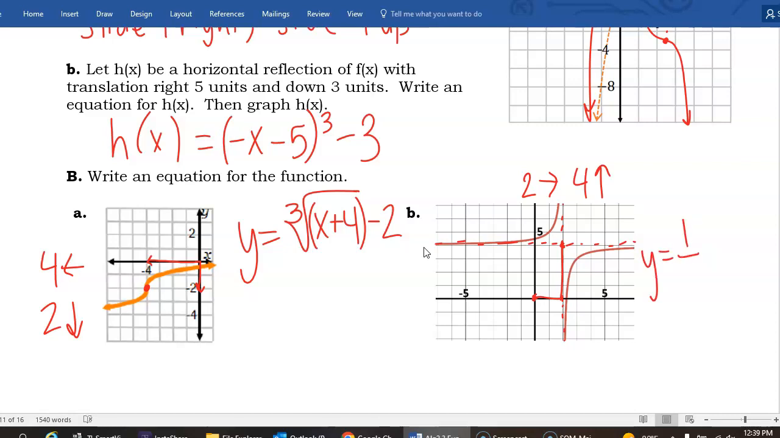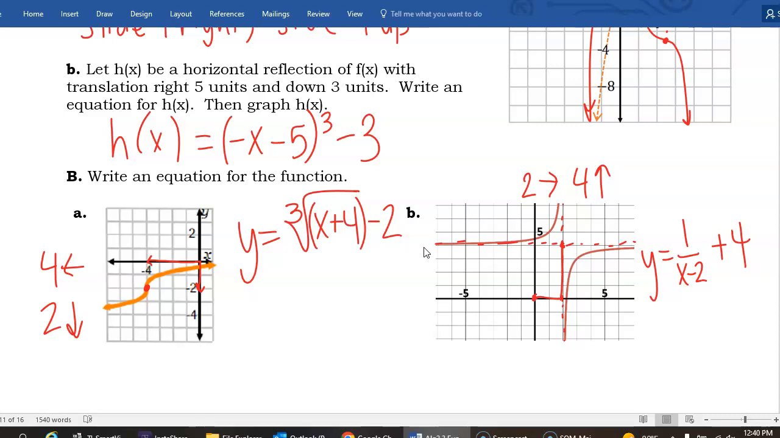So we're going to go y equals 1 over. The unit translation to the right, the horizontal translation, needs to go by x. So we'll go x minus 2 to go to the right. And then the vertical translation is always at the back of the equation, so plus 4 at the back.